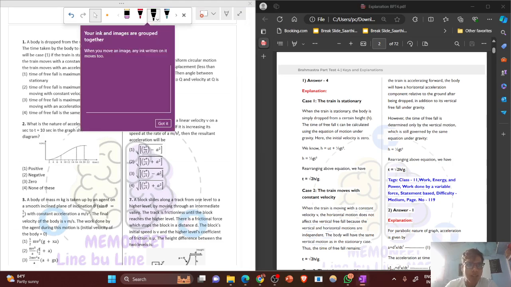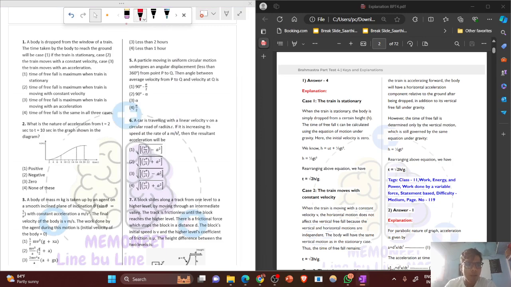as you can see here, the first question tells a body is dropped from a window of a train. The time taken by the body to reach the ground in case 1 if the train is stationary, in case 2 if the train moves with a constant velocity, and case 3 if the train moves with an acceleration. There are three cases: case 1, case 2, case 3.